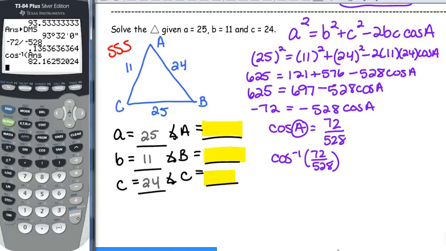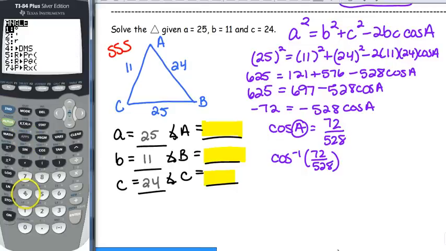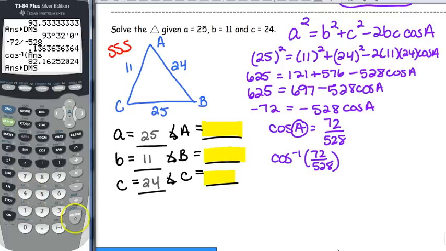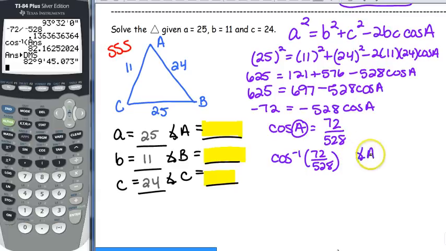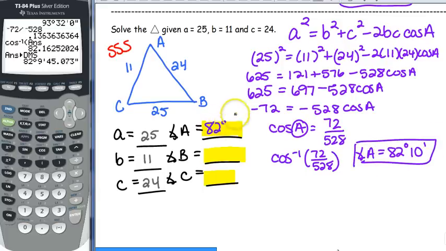We have our degrees, but we want to turn it into degrees, minutes. So we go to second apps, which is our angle, number 4, and we get that angle A is equal to 82 degrees. We have 9 minutes, 45 seconds. 45 is more than halfway. Remember, there are 60 seconds in a minute, so that's going to go up to 10 minutes. So we have 82 degrees and 10 minutes.